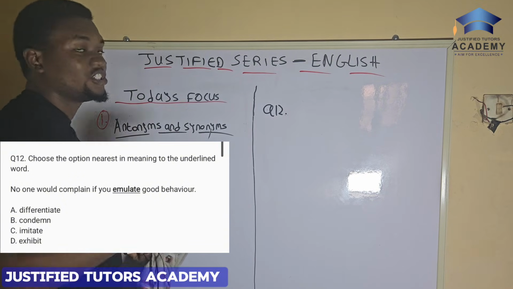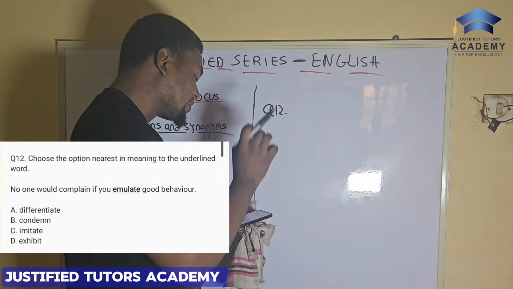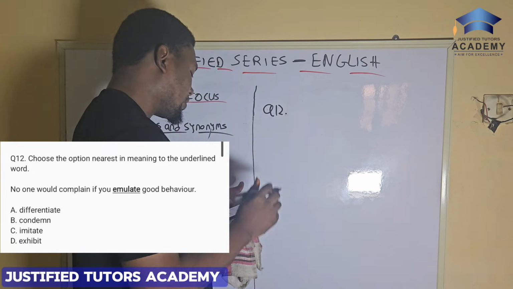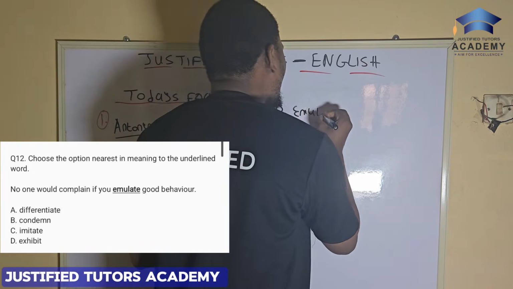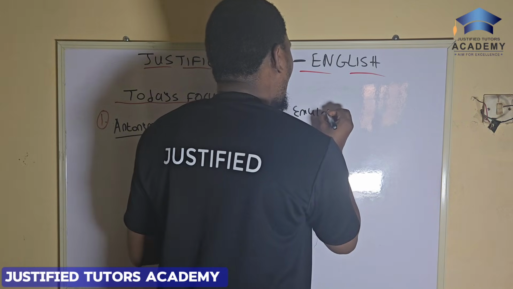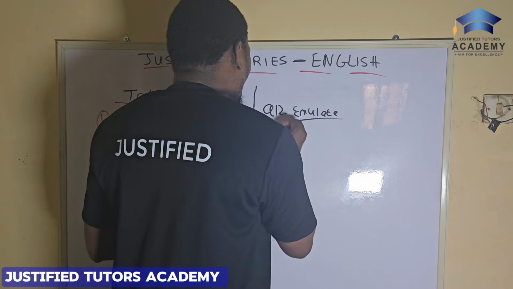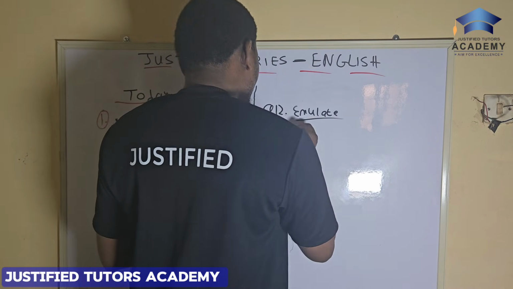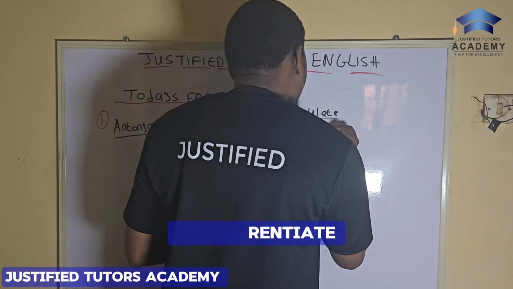Nearest in meaning is synonyms. So now we should choose the word that is nearest in meaning to the underlined word, and the underlined word in the question is emulate. Are you getting me? Emulate is the underlined word. Now, option A is differentiate.